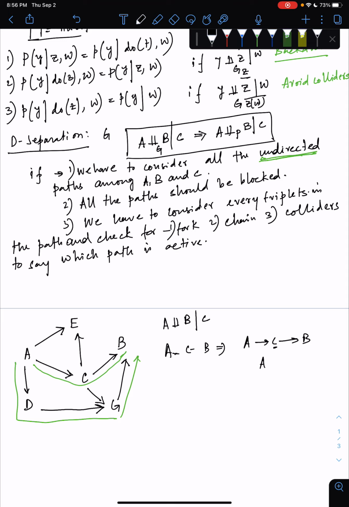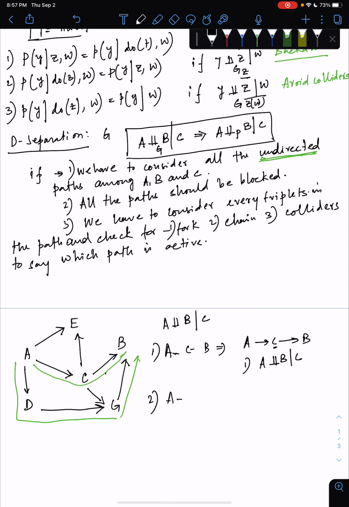So in this particular path, for path 1, A and B are conditionally independent given C. Now we have to check the second one as well. If for both these paths we find that no information is flowing from A to B, then we can say that this condition holds.